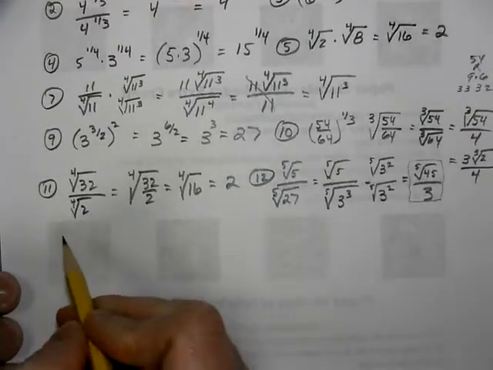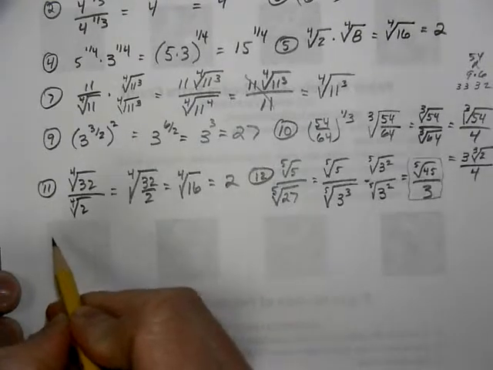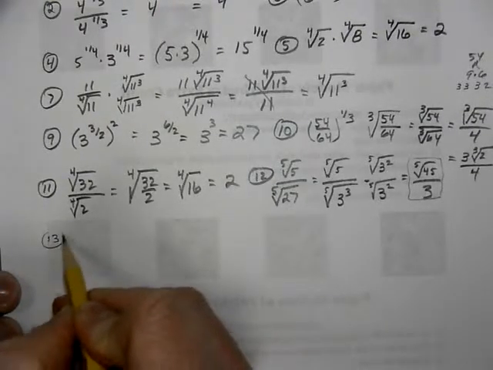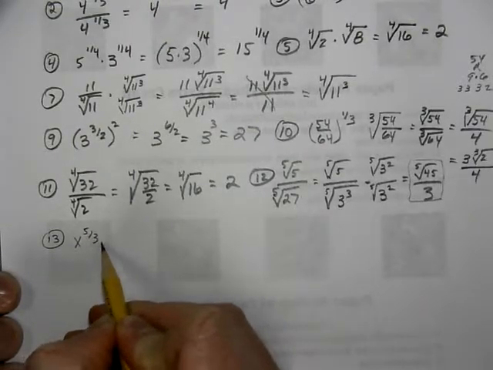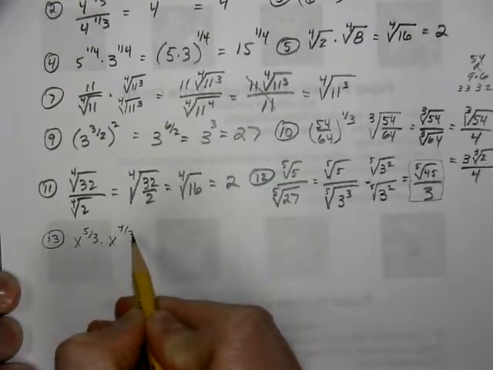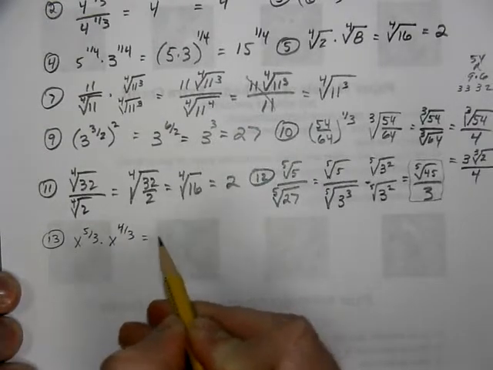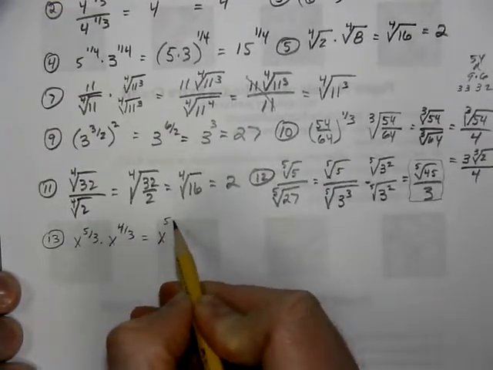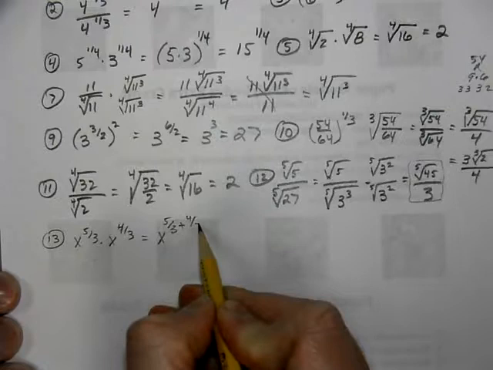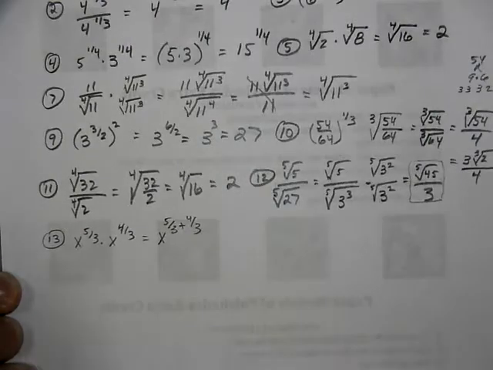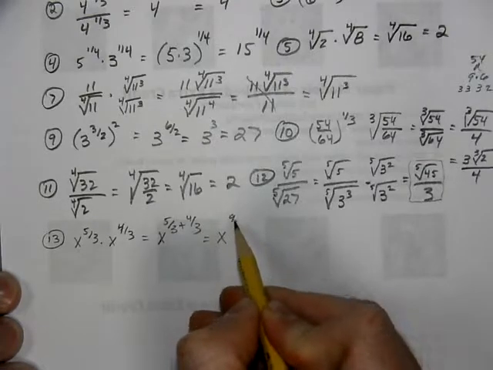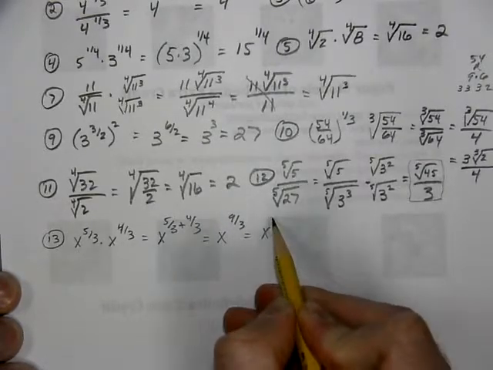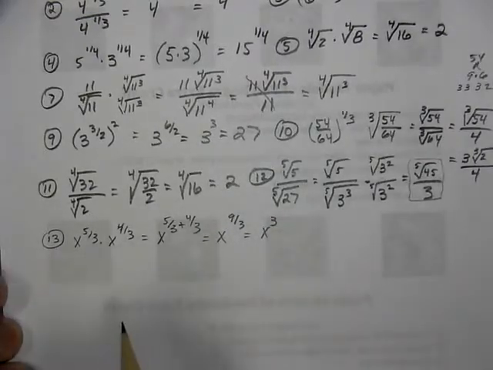Number 13, we're still simplifying, but now we're going to work with variables. So we have x to the 5/3 times x to the 4/3. Your bases are the same, so you are going to add exponents, because we're multiplying. Only when we're multiplying do you add exponents. So you have 9/3, which is x cubed.